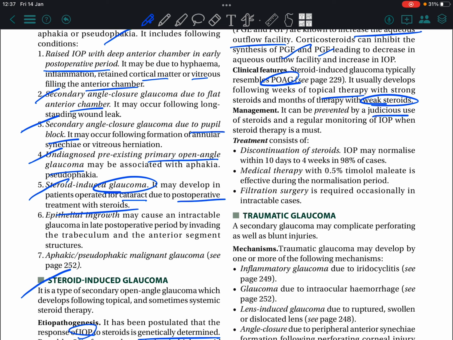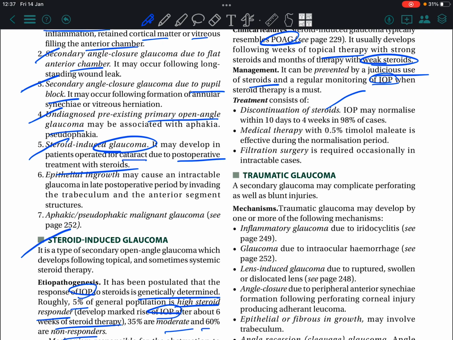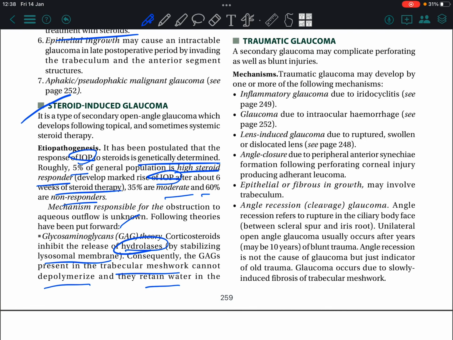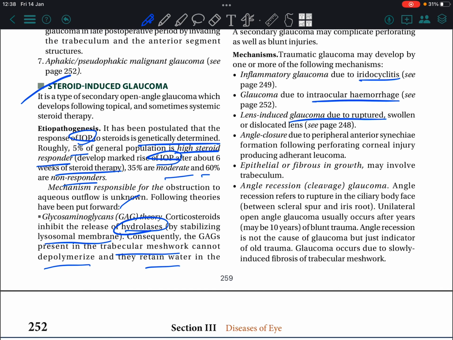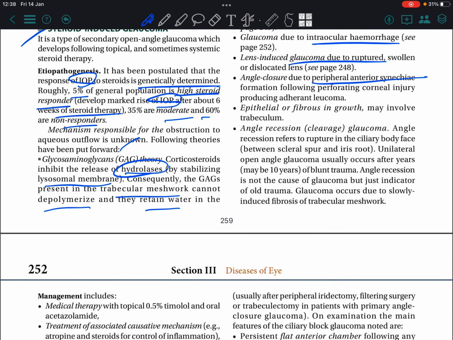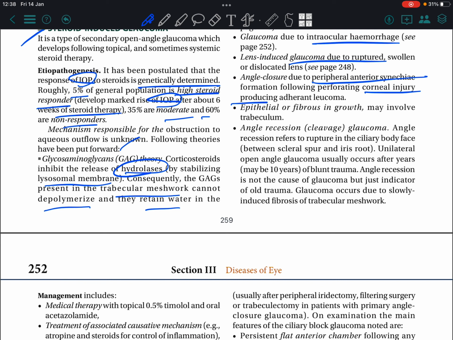Management: it can be prevented by judicious use of steroids and regular monitoring of IOP. Treatment consists of discontinuation of steroids, medical therapy with 0.5% timolol maleate, and filtration surgery. Traumatic glaucoma mechanism: inflammatory glaucoma, glaucoma due to intraocular hemorrhage, lens induced glaucoma due to ruptured, swollen or dislocated lens, and angle closure due to peripheral anterior synechiae formation following perforating corneal injury.